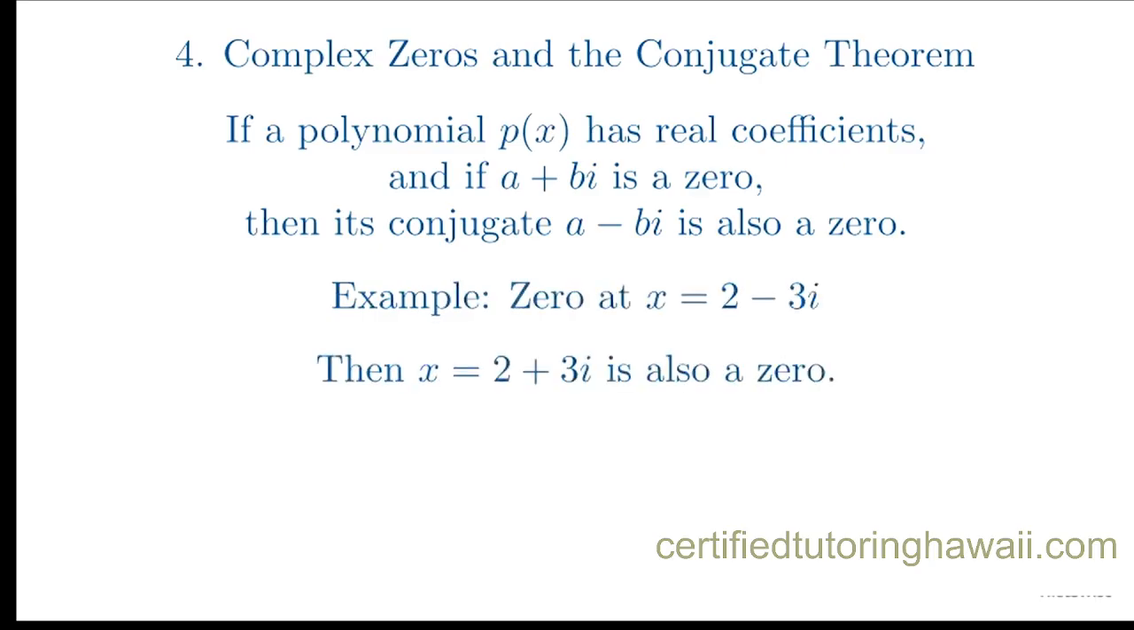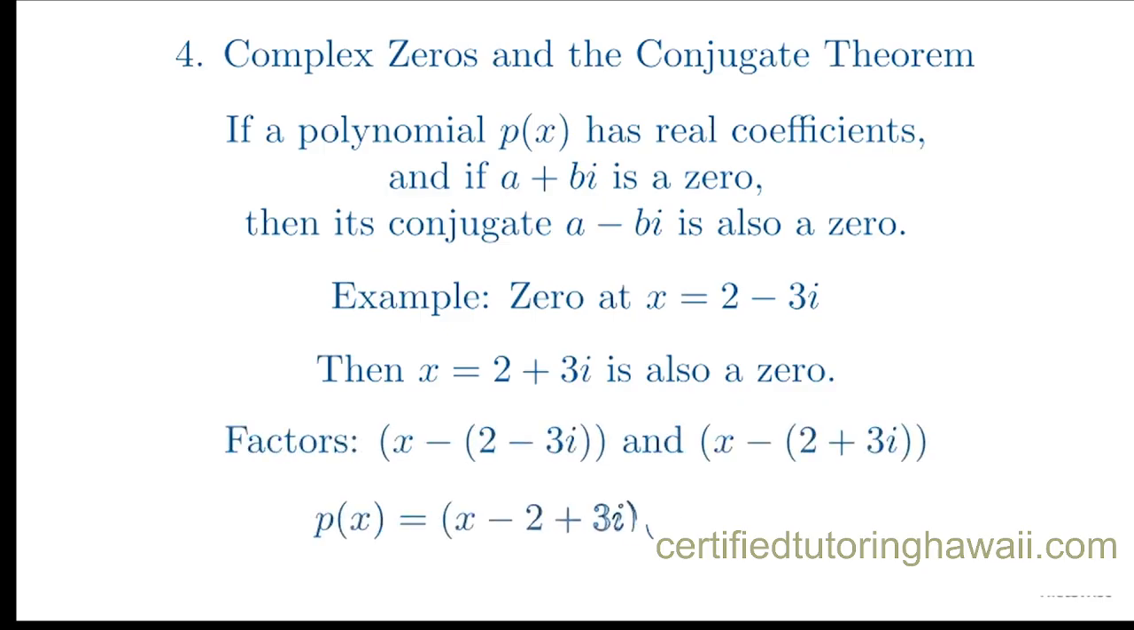Consider a quadratic polynomial with a complex zero, for example, x equals 2 minus 3i. By the theorem, we know that x equals 2 plus 3i must also be a zero. If these are the only zeros, we can reconstruct the polynomial from its factors. The factors are x minus the first zero and x minus the second zero. So we have (x minus 2 minus 3i) times (x minus 2 plus 3i).